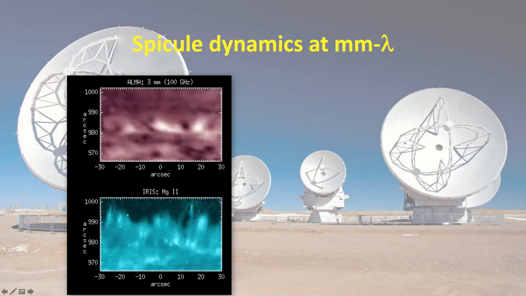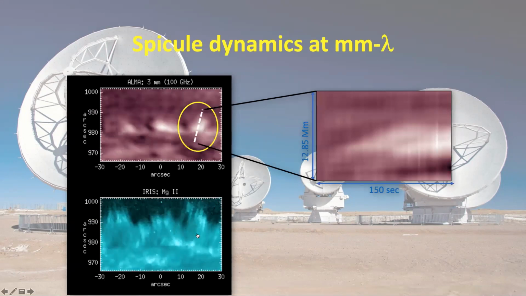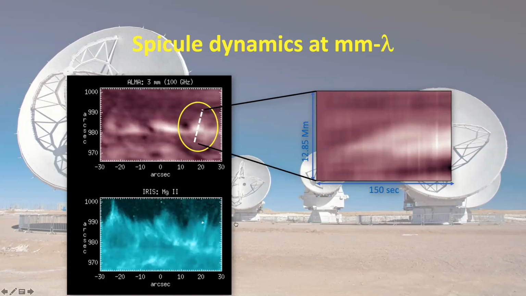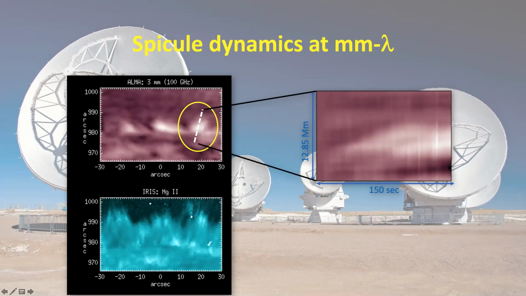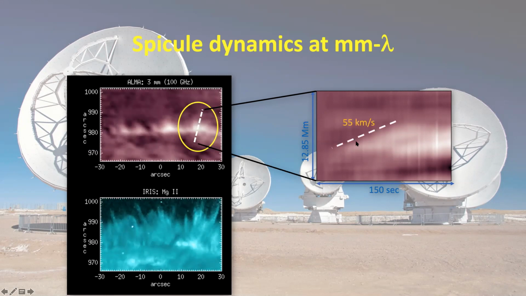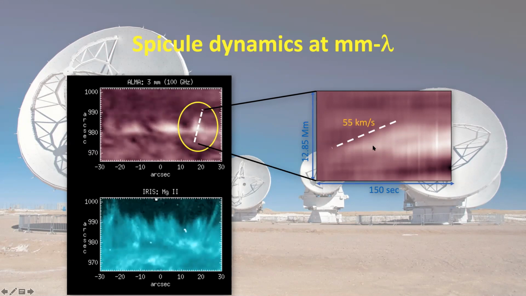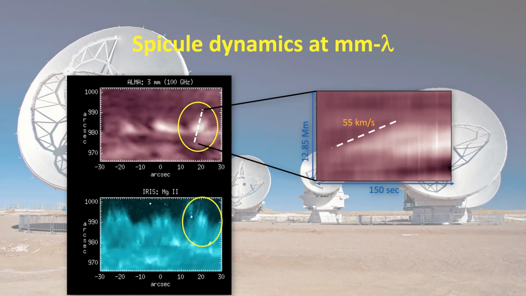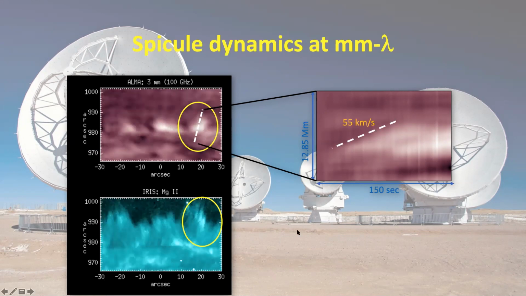And if you look carefully, you'll see over here, there's sort of a large group of spicules that is ejected outward. And if we make a height time diagram shown on the right, you sort of see the classic kind of signature for a type 2 spicule. You see the ramp up indicated by the white dashed line, which corresponds to a speed of about 55 kilometers per second. Also, we see the counterpart here right there in magnesium 2.